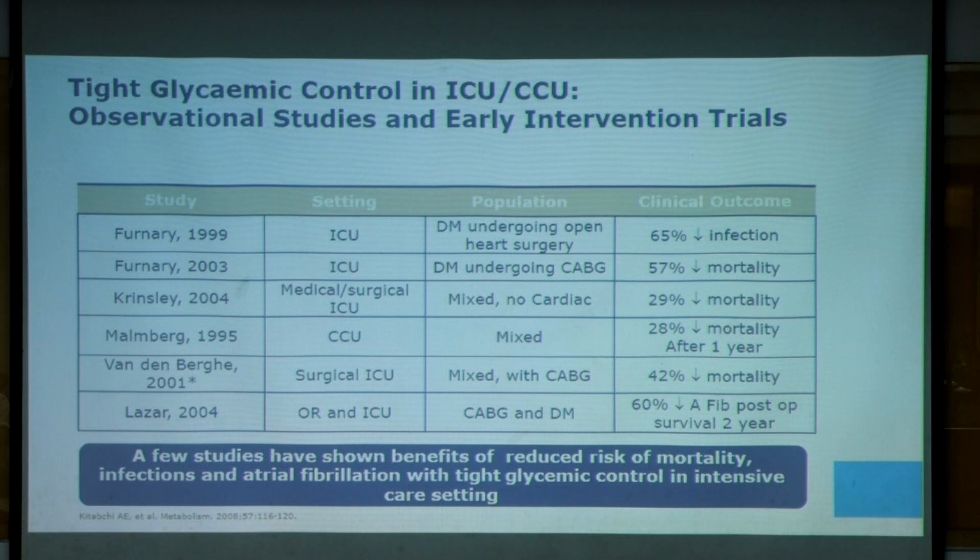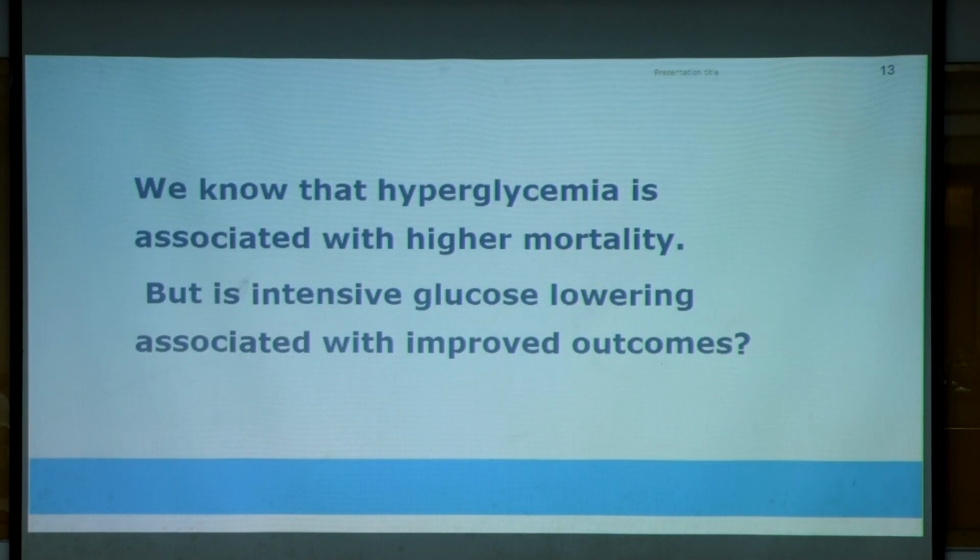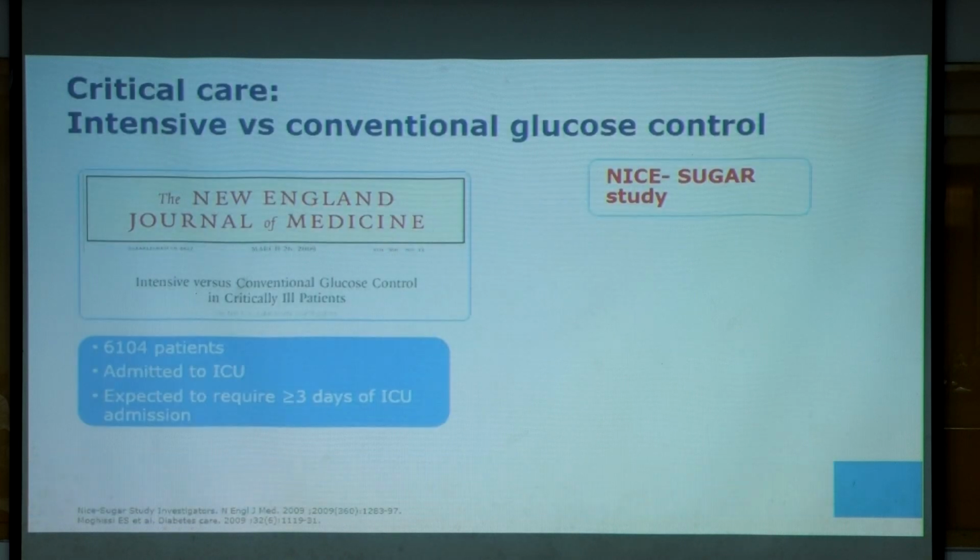So, tight glycemic control in ICU and CCU. This was an observational study where they have shown benefits of reduced risk of mortality, infections, and atrial fibrillation with tight glycemic control in the intensive care setting. So now we know that hyperglycemia is associated with high mortality. Yes, but is intensive glucose lowering associated with improved outcome? This is the $1 question that we have come across.